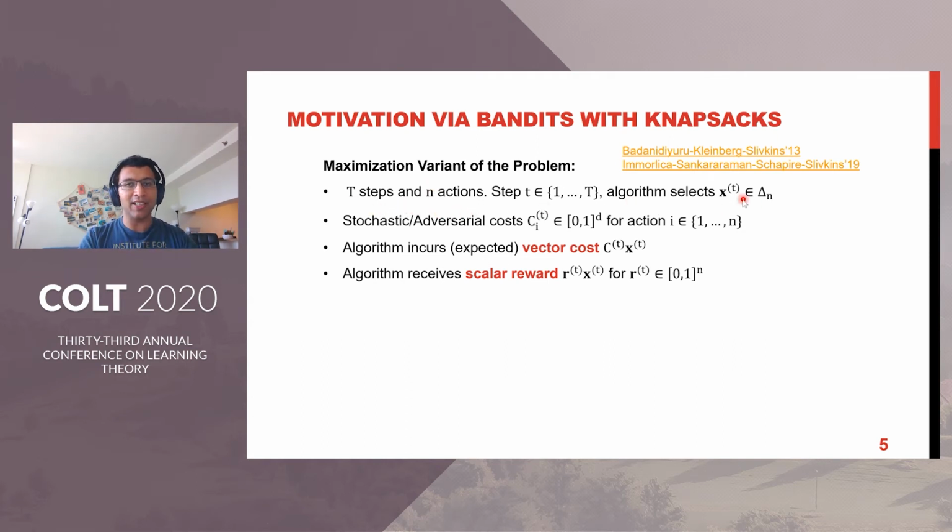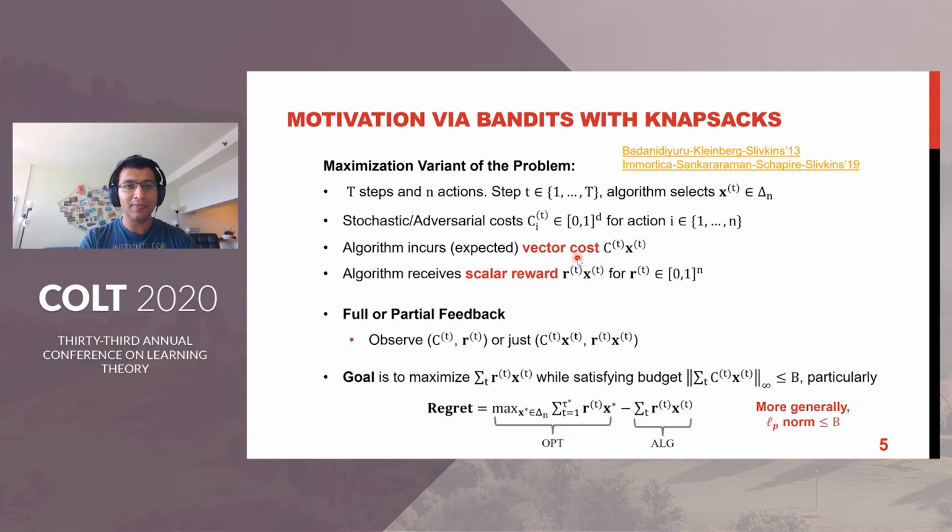Each time step you select an action or a distribution. You incur a vector cost as before, so you have a vector cost c_t(x_t). You also receive a scalar reward, which is r_t(x_t). Similar to the classical online learning setup, you receive a reward and you incur a vector cost. The problem can again be studied in the full and partial feedback models, where you either get to see both of them, or you just get to see the outputs.